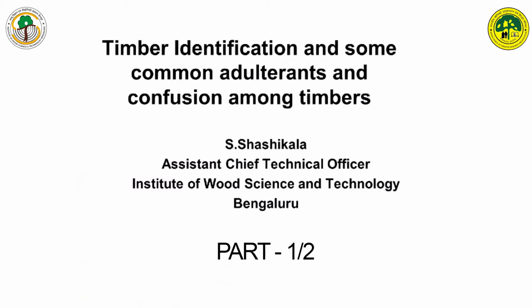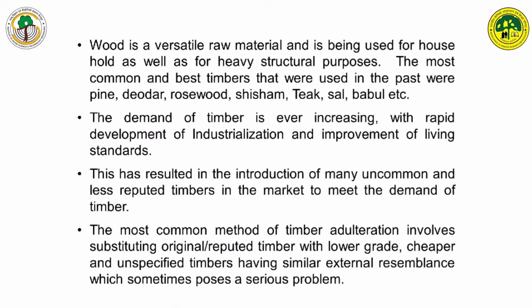I'm talking about timber identification and some common adulterants and confusion among them. Timber is a versatile raw material and is being used for household as well as for heavy structural purposes. The most common and best timbers that we were using in the past were pine, devdar, rosewood, shisham, teak, sal, babul. Even now we are using the same timbers again.